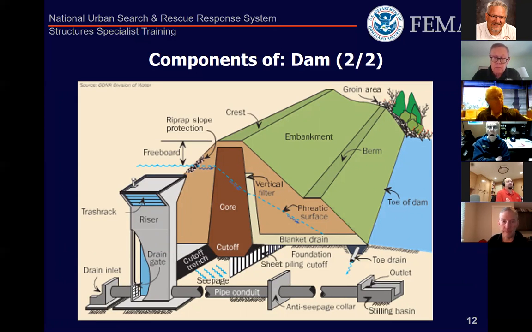If you look at a cross section through the dam, you've got the toe of the dam on the right. You've got the berm as you move upstream. Then you have an embankment. You have the crest again. And then on the upstream face of the embankment, you're likely to have a riprap slope or protection.